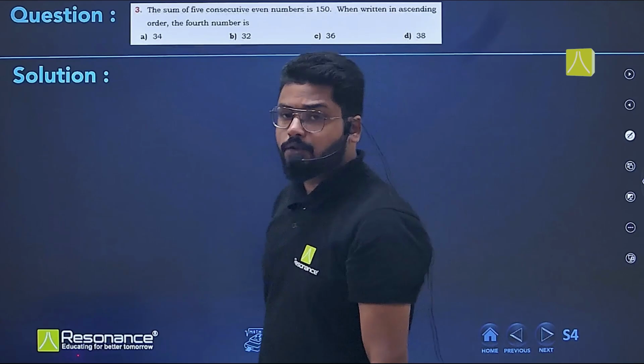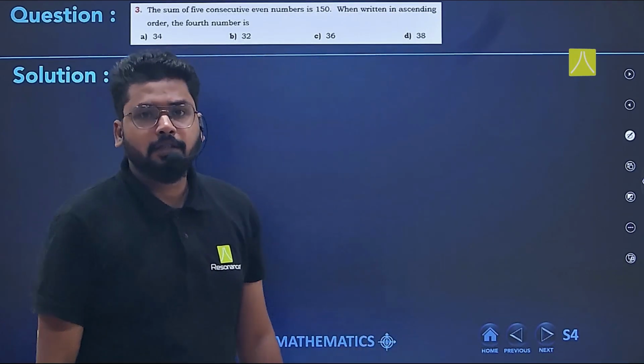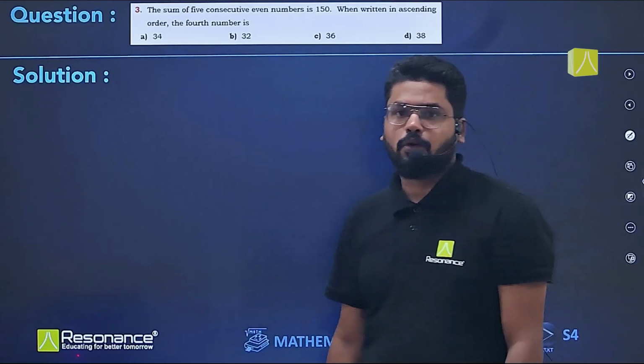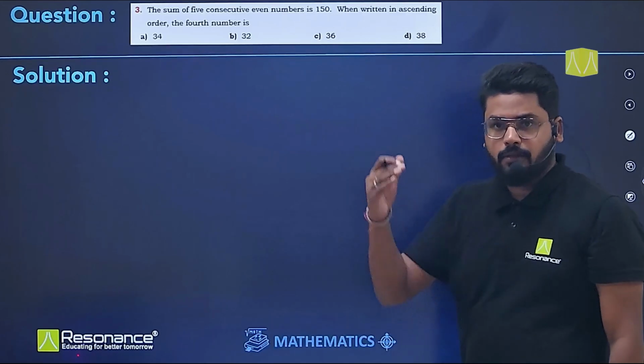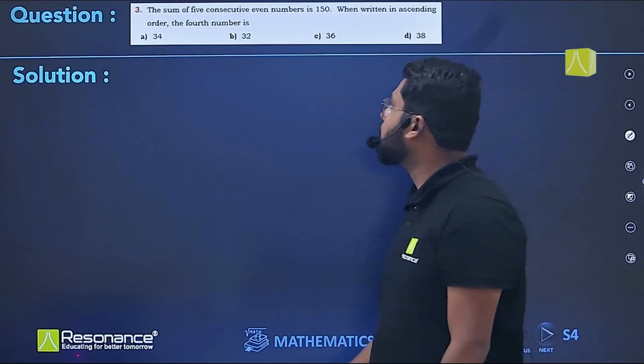Now we'll move to the third question. The sum of 5 consecutive even numbers is 150. When written in ascending order, what is the fourth number? Ascending order means we have to write the numbers in increasing order. We first write the smallest, then the numbers go on increasing.